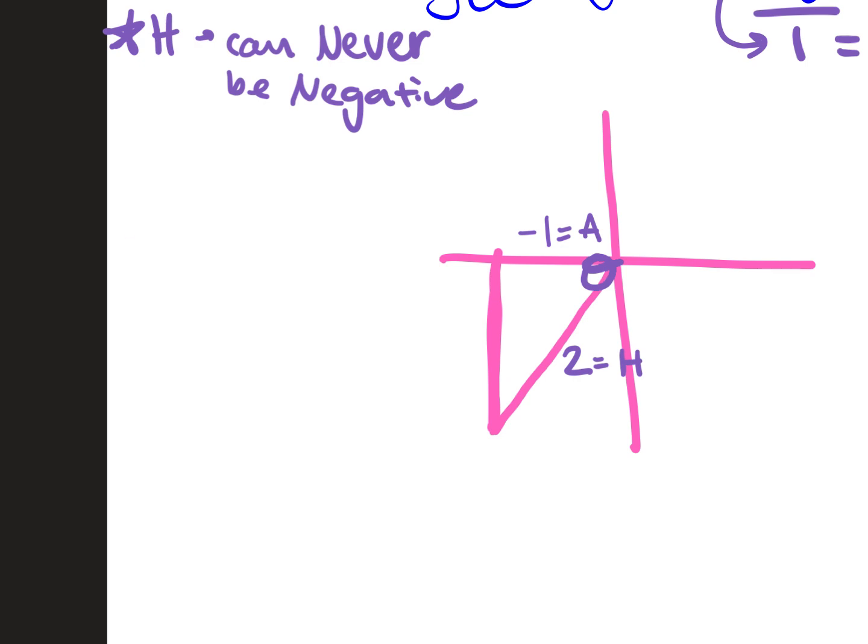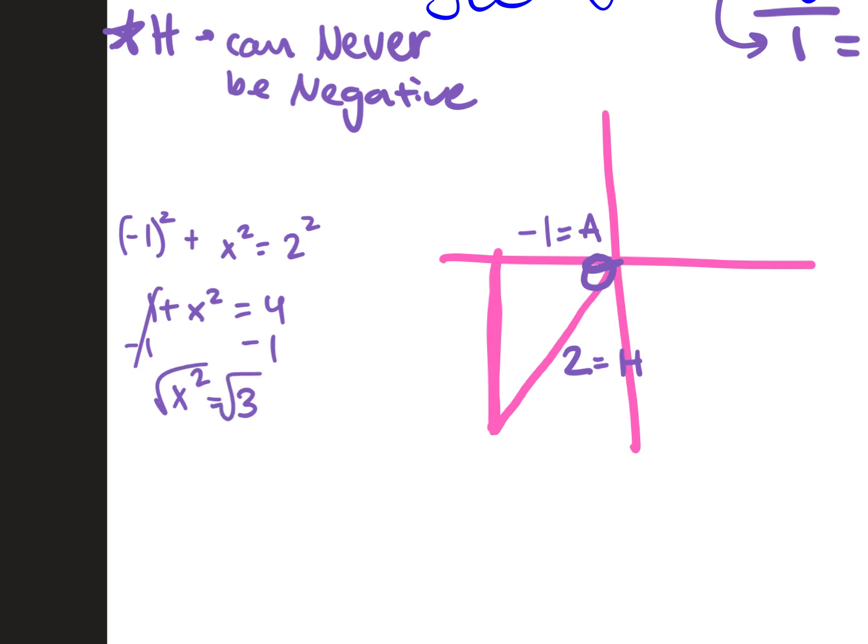Pythagorean theorem. So we have -1 squared plus, we can call it x squared, is equal to 2 squared. So 1 plus x squared is equal to 4. Subtract 1. X squared is equal to 3. Take the square root. So our opposite is square root 3. Now, always double check your signs. Am I going up in the positive direction or down in the negative direction for my y? Down. So it should be negative square root 3.